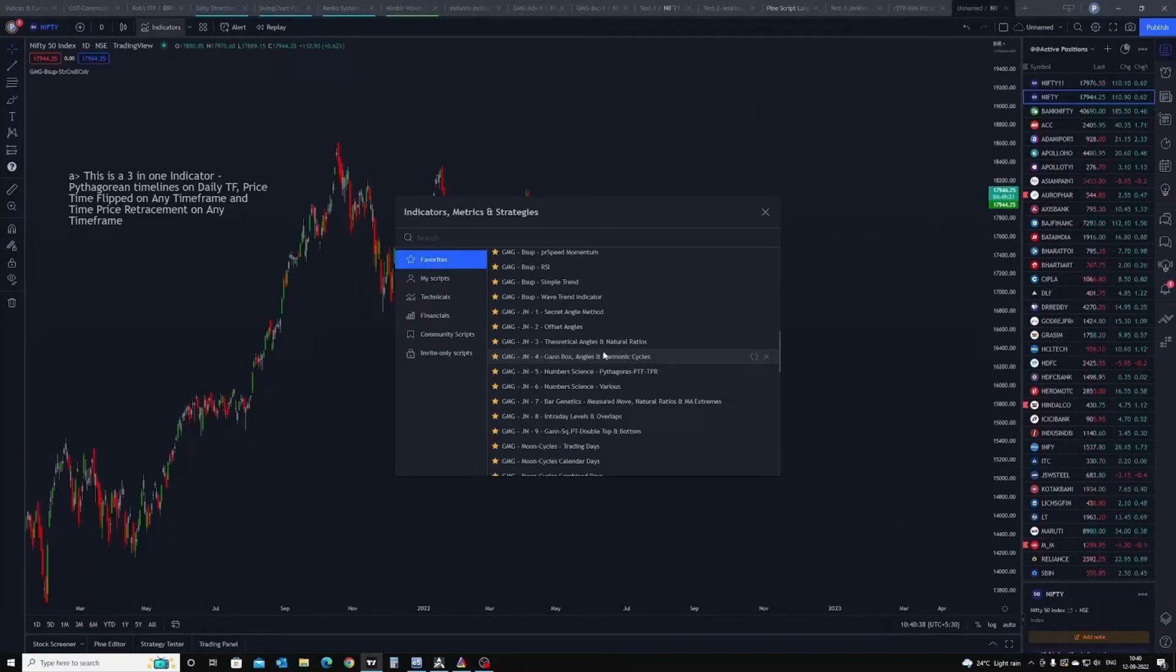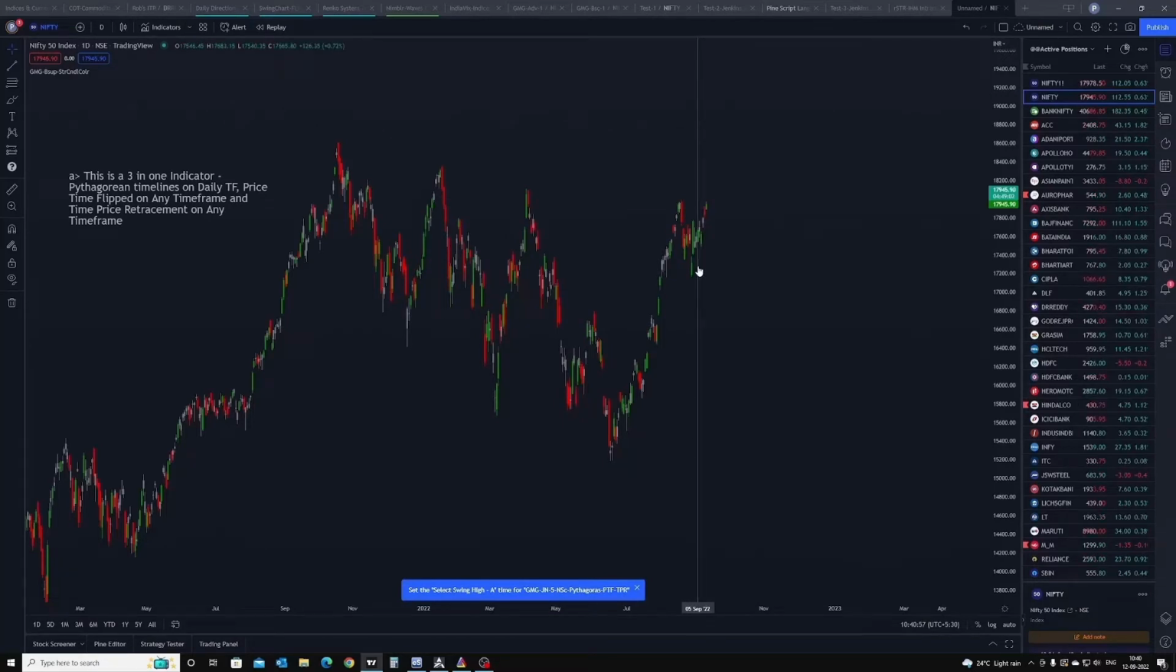We'll now apply the fifth indicator or tool of the JN toolsets on this chart, which is based on number science, Pythagoras, PTF and TPR. So let us apply this indicator on the chart. I'll click on this and close this. So this is telling me to select a high. I'll select this high. Now it is telling me to select the low. I'll select this low. And this indicator has a third input, the timeline or the anchor line.